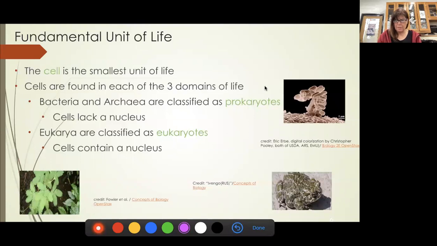And what we're seeing here is we have a picture and we've got some bacterial cells there. We've got what looks more like a toad that is part of eukarya, and a mimosa plant, which is part of eukarya. So basically all your single cell bacteria are part of domain bacteria and archaea, and they are classified as prokaryotes. Everything else, all other life, is eukaryotic.